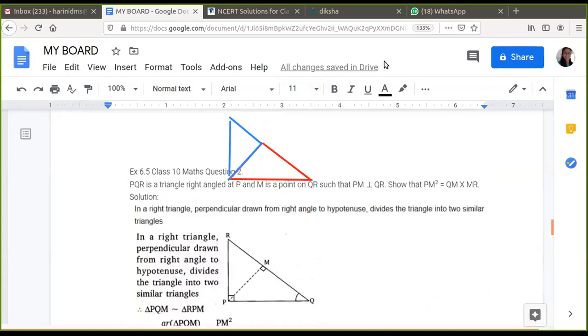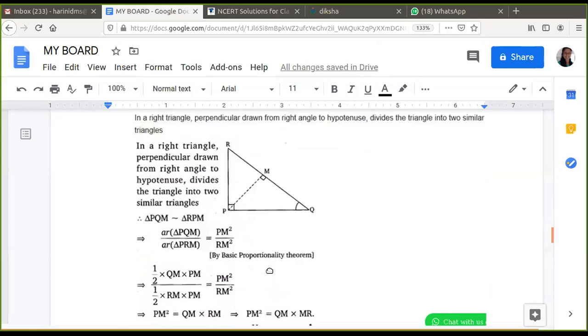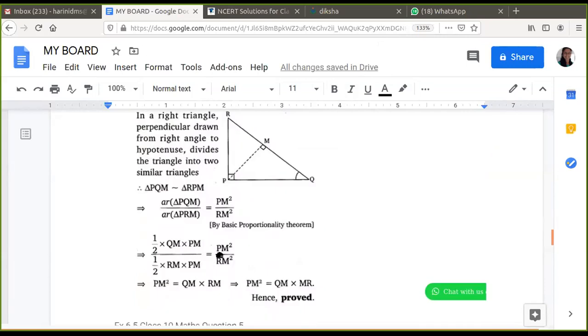Go back and see. You wanted PM square is equal to QM into MR. So that's exactly what you have got from here. A small rearrangement requires to be done here. You just cross multiply, you will get the result that you want. A few cancellations may be there, that you should be able to do on your own.